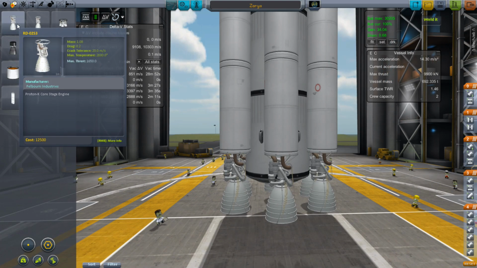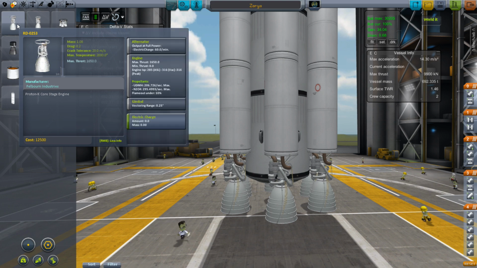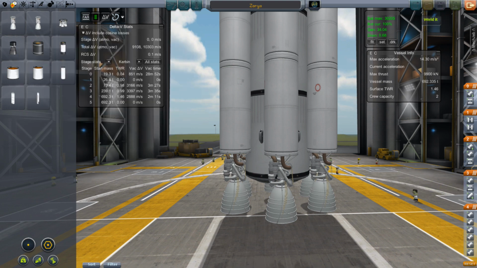So you can see here that I've custom built my own RD-0253 with that Bobcat engine. I've given it a thrust value of 1650 so that all 6 of them will come out to the proper thrust for this lower stage. It also uses UDMH and N2O4, which is of course unsymmetrical dimethylhydrazine as well as dinitrogen tetroxide.